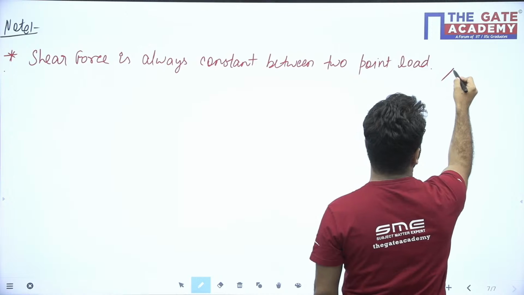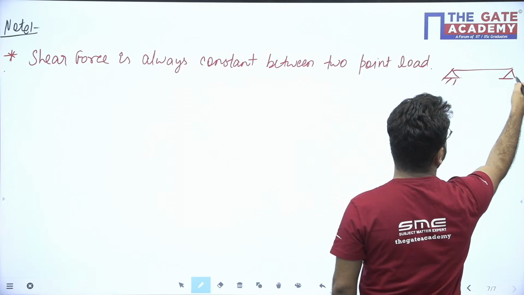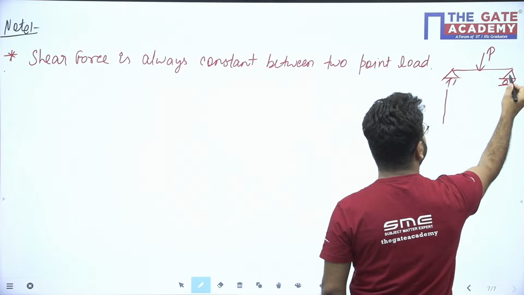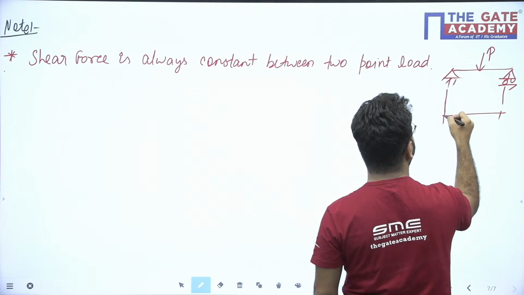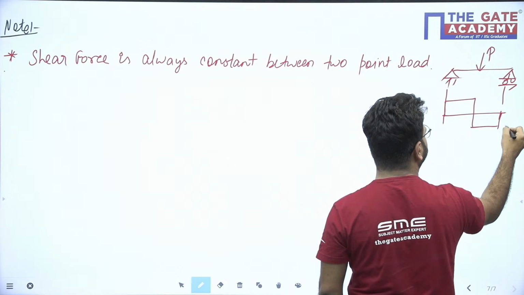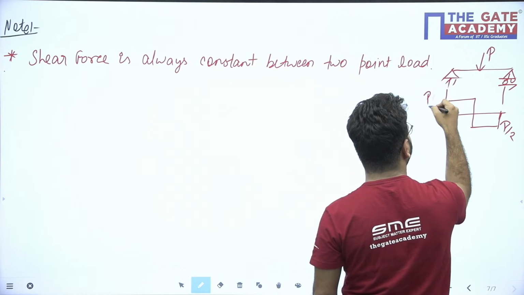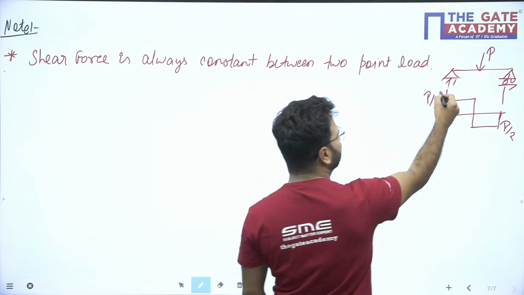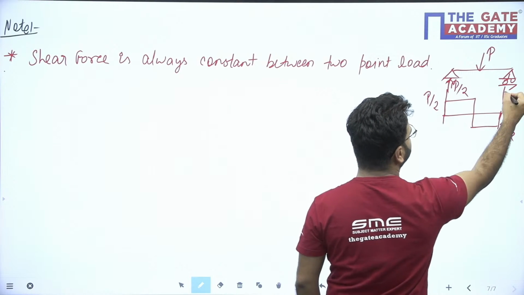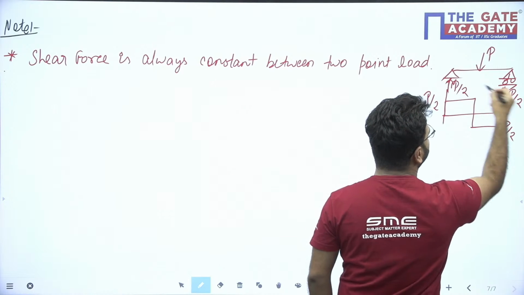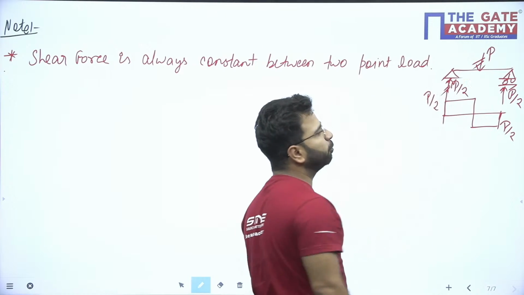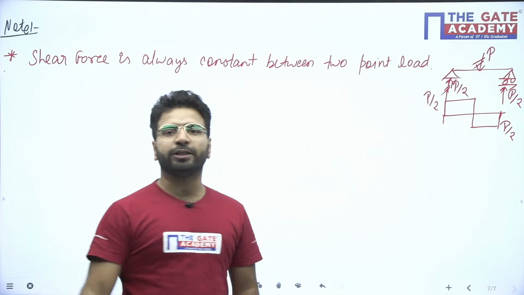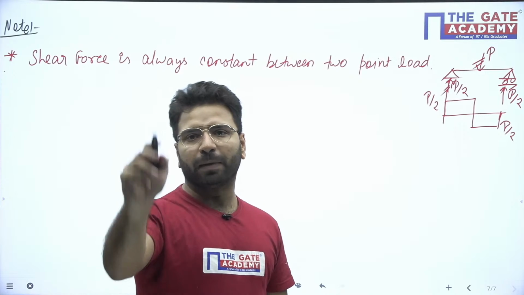Like if I say a simply supported beam is there and point load P is applied at the center. When you draw the shear force diagram of this, the shear force diagram comes like that: P by 2, P by 2. So you can see the reactions come P by 2 here and also P by 2 here. In between 2 point loads, shear force is always constant. Here also you can see in between 2 point loads, shear force is always constant. So remember this.